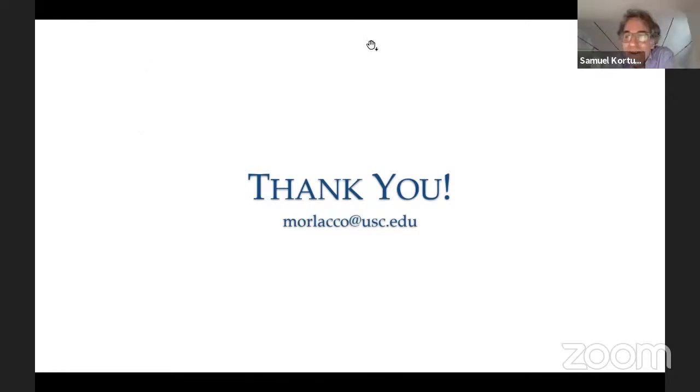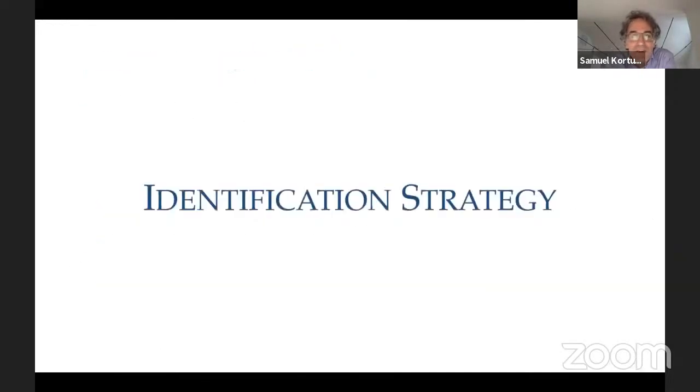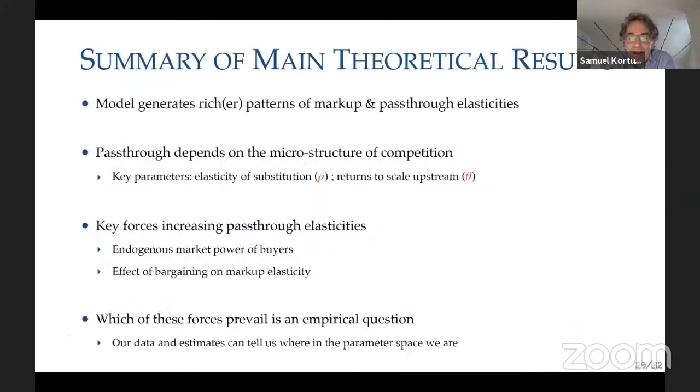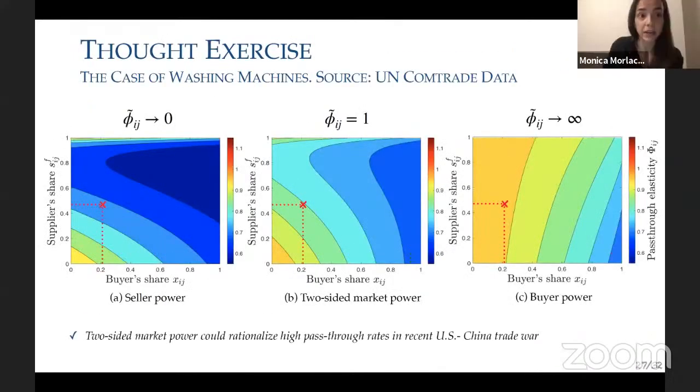Monica, can you go back to the picture you had with multiple colors? Because I was so slow to figure out that the color meant the amount of pass-through that I kind of missed the economics of it. Can you just walk through, in the Korean washing machine tariff case, in your base case, the different pass-through for this case?